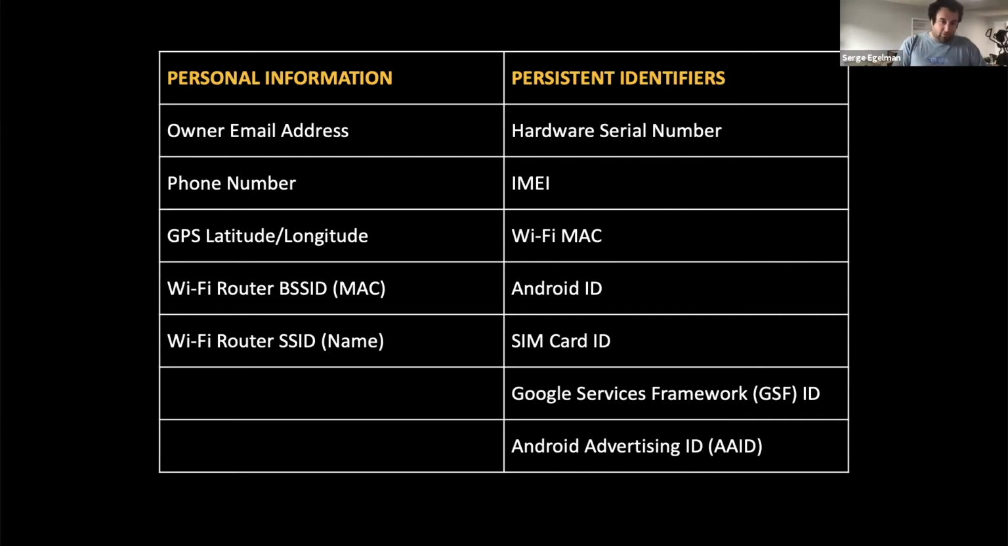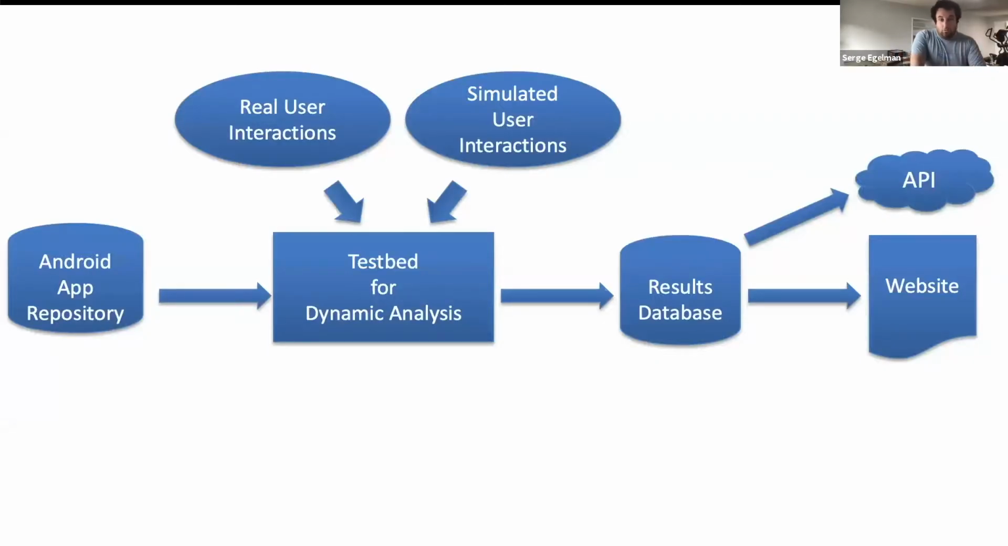We automatically look for various types of personal information, such as information about the device owner, such as the email address and phone number associated with the device, location in various different formats, as well as a whole slew of different persistent identifiers. Basically, we have a test bed. We either simulate user interactions using a robot, or what I'm going to show next is a new feature that we've added so that we can actually integrate real users playing with apps for testing purposes. And then all of that goes into a results database, and we post results on individual apps on a website, as well as a bunch of APIs that we've recently built.